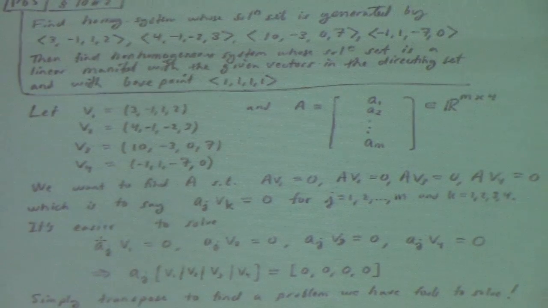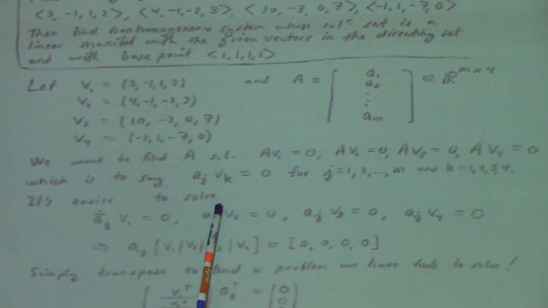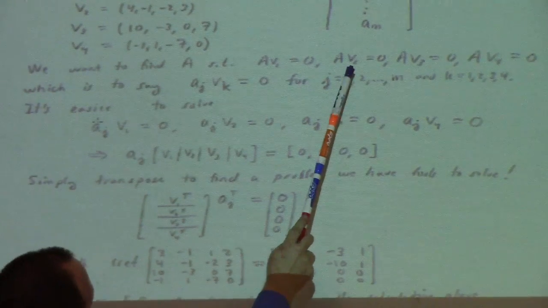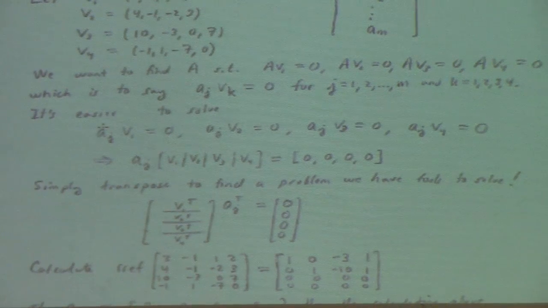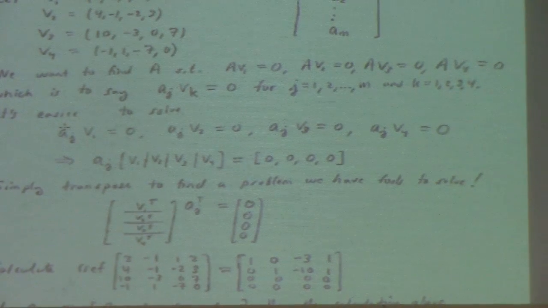He has an example in Curtis, right? But if you read this solution, you'll see I more or less give you a general algorithm to do it. What you do is look at what you want, which is to solve A v1 equals 0, A v2 equals 0, A v3 equals 0, A v4 equals 0, right? But if you think about A's coefficient matrix, it's made of rows, like A1, A2, A3, A4, whatever.